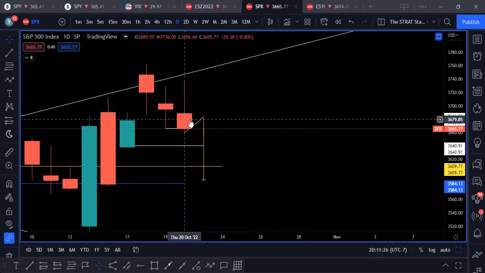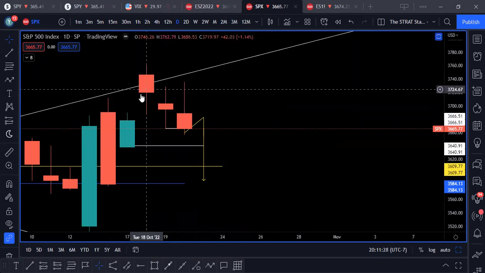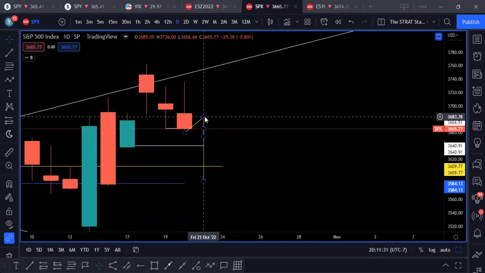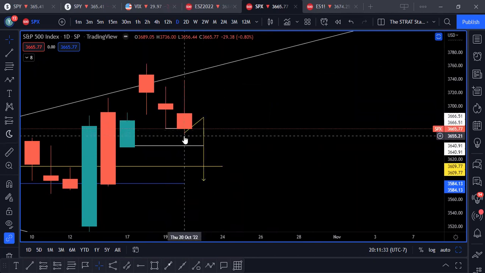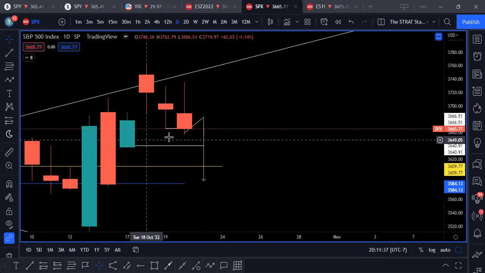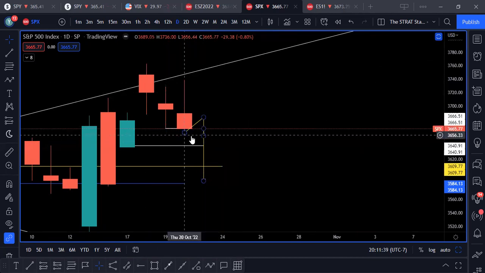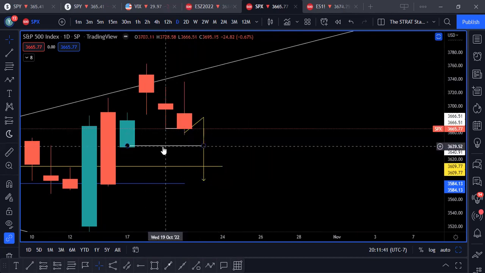Monday, Tuesday, Wednesday, Thursday. On strat, that would be our next target, the bottom of that green. Yep. Yeah, what is this? 2 down, 2 up, entry. Yeah, next pivot.